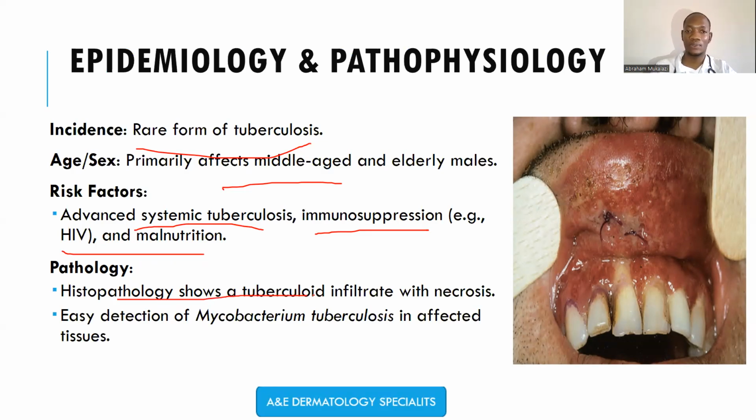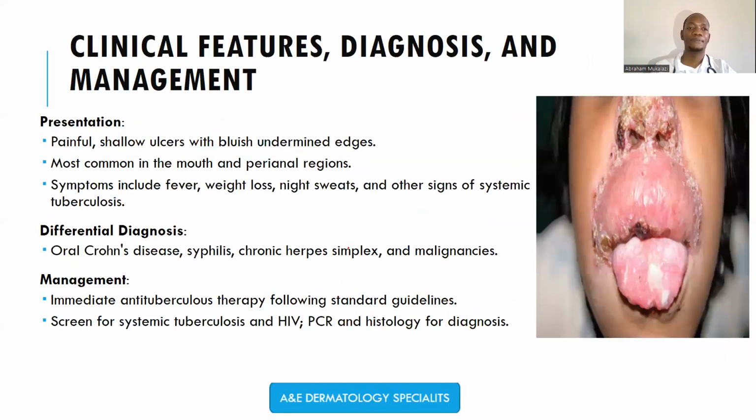Then histopathology will also show you the tuberculoid infiltrate with the cutaneous necrosis, and then you are able to detect the Mycobacterium and you do the pus staining. So still in this oral ulcer that you see here in this patient, when a sample was taken off and after staining, they discovered that it was Mycobacterium tuberculosis that was causing the ulcer.